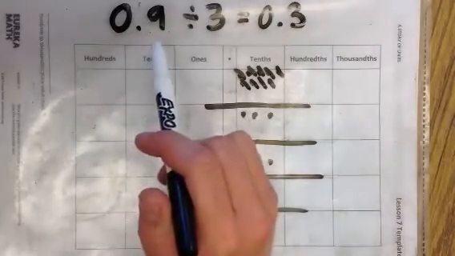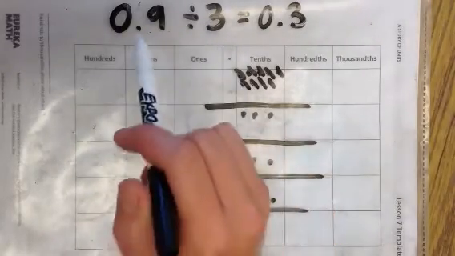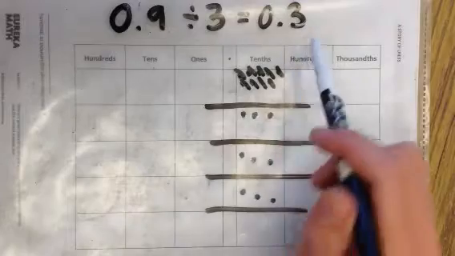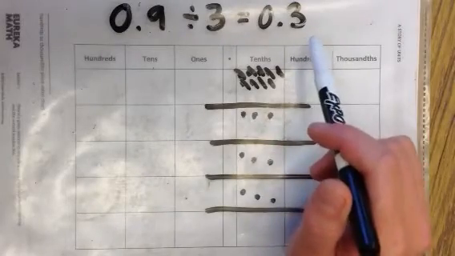It's like dividing 9 apples into 3 groups. This is just 9/10 divided into 3 groups. So our answer is not 3 wholes, but 3/10.